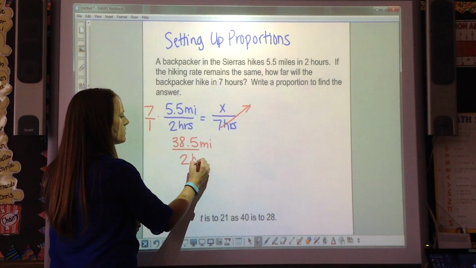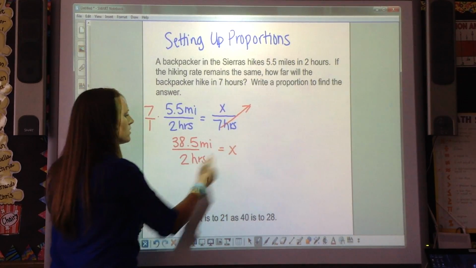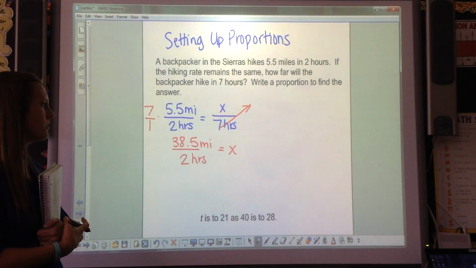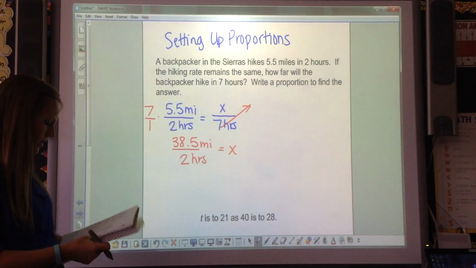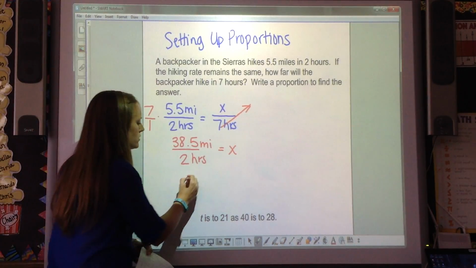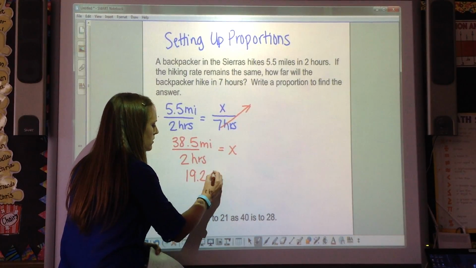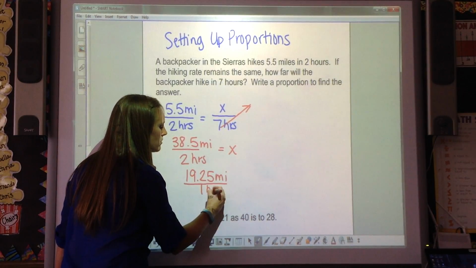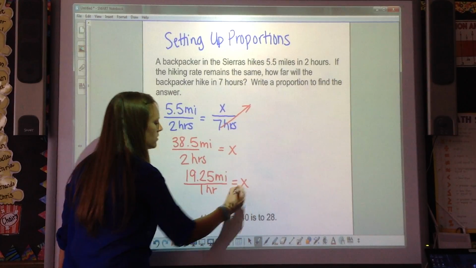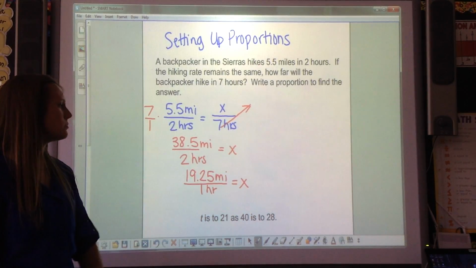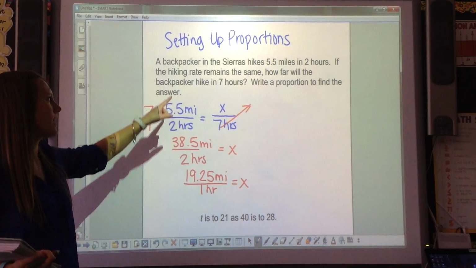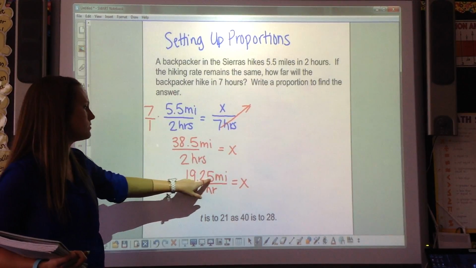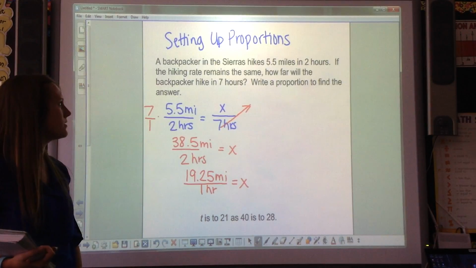We're not done yet. You're going to want to get a 1 in the denominator, so you're going to want to divide this out. Right in your calculator, 38.5 divided by 2, and that's 19.25. 19.25 miles in 1 hour. Or they're just looking for 19.25 miles because that's what they're asking for. How far will the backpacker hike in 7 hours? So 19.25 miles in 7 hours.